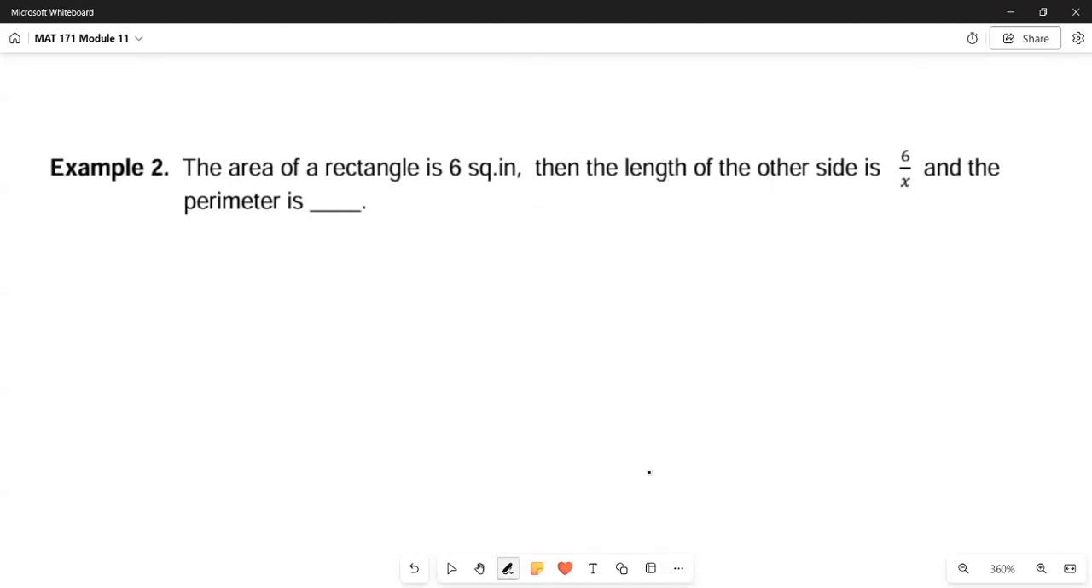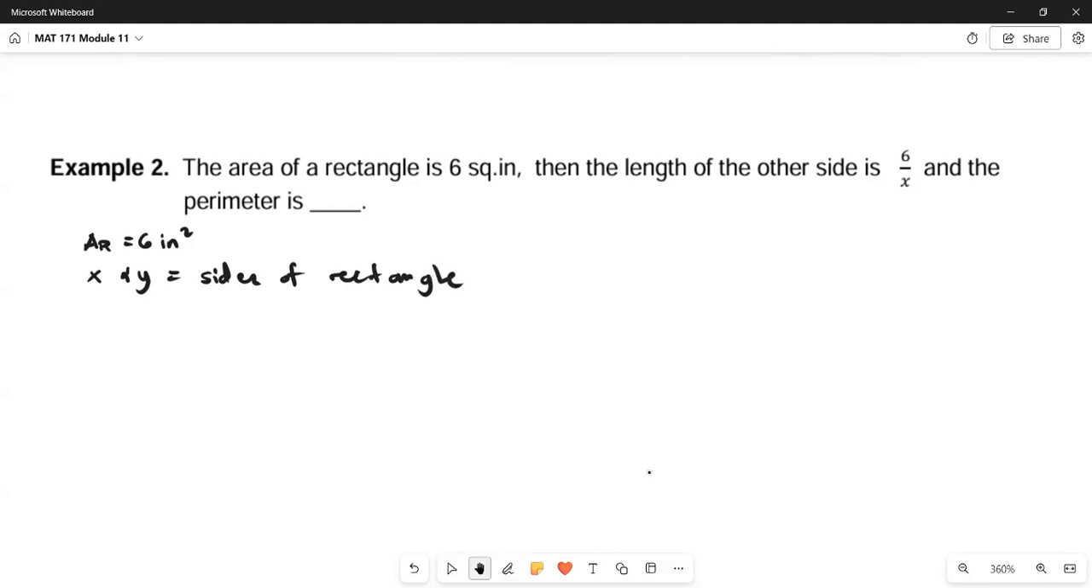Okay? So for our second example, we have here the area of a rectangle is 6 square inches daw, hindi ba? Then the length of the other side is 6 over x. And the perimeter is, so ngayon, ganun ulit. Sundin natin yung steps natin. So first is identify natin yung knowns and unknowns. So we have here area of the rectangle, which is 6 square inches. We have the side, yung isang side na rectangle. Sabihin natin yung sides ng rectangle is x and y.